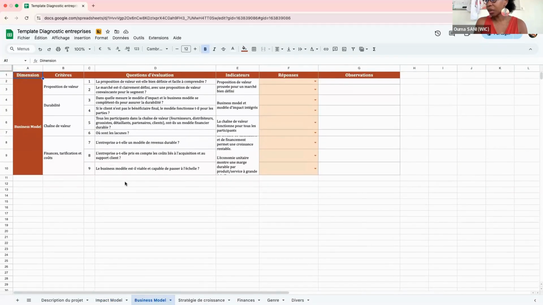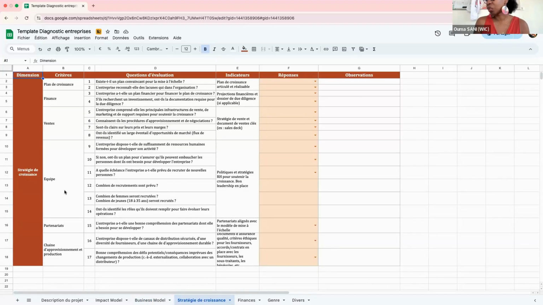About the business model, it will be value proposition, sustainability, value chain also, if they are aware of the sustainability of the business and the finance, if they think that their business model is scalable or not, and what are the decisions that they are making to work on that.